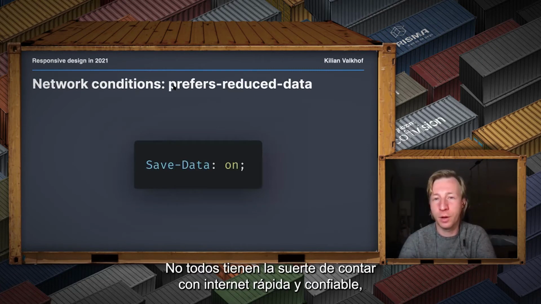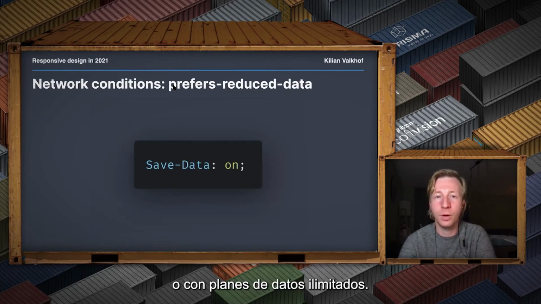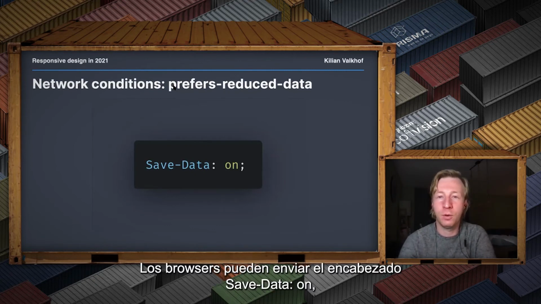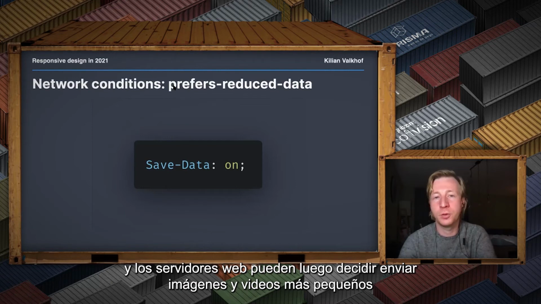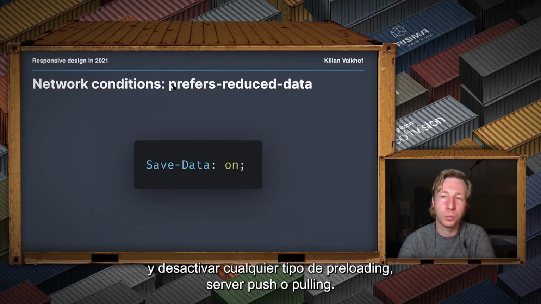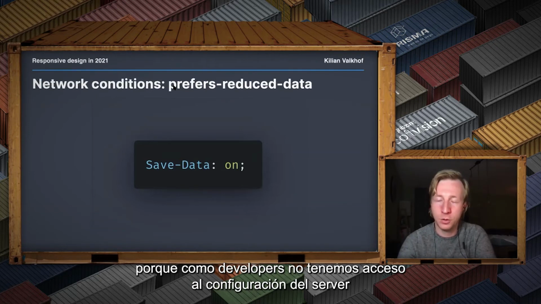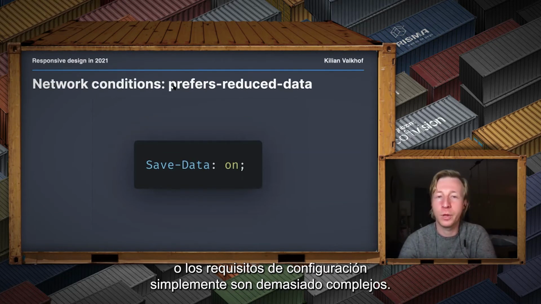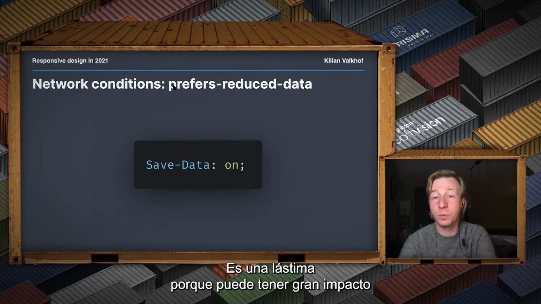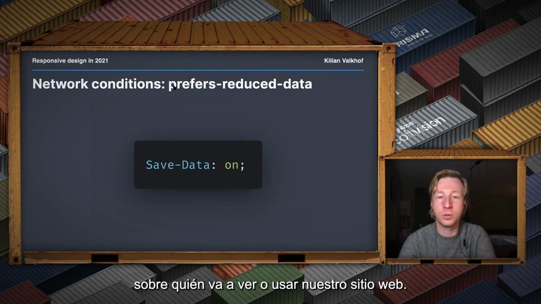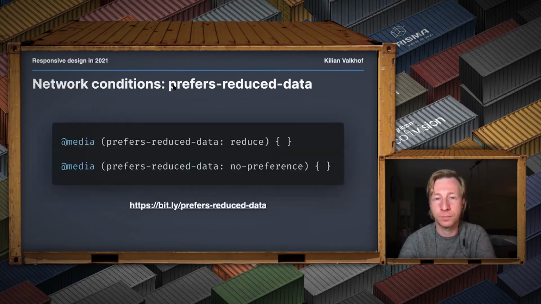Not everyone is lucky enough to have fast or reliable internet or unlimited data plans. Browsers can send the save data on header, and web servers can then choose to send smaller images and videos and disable any form of preloading, server push, or polling. Doing this on a server, though, is often hard to do because you as a developer lack access to the server config, or the configuration requirements are just too complex. That's unfortunate because it can have a big impact on who gets to see and use your website.